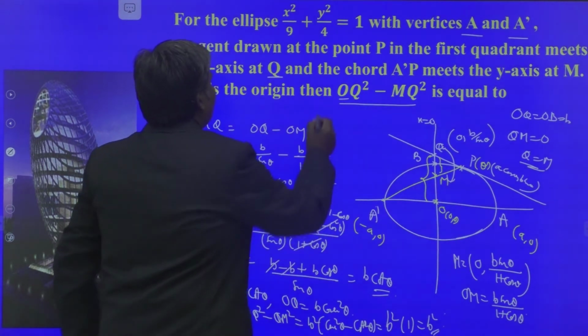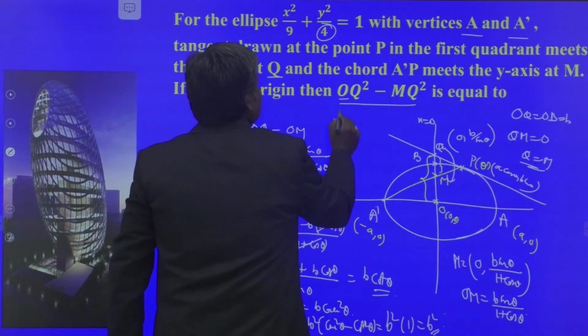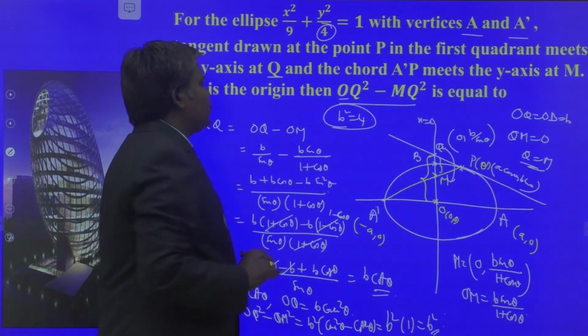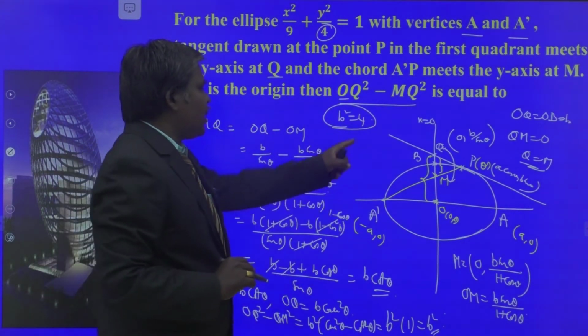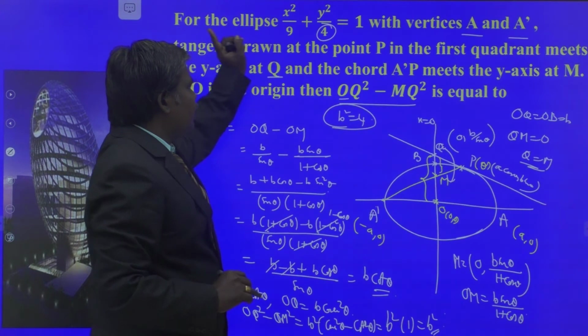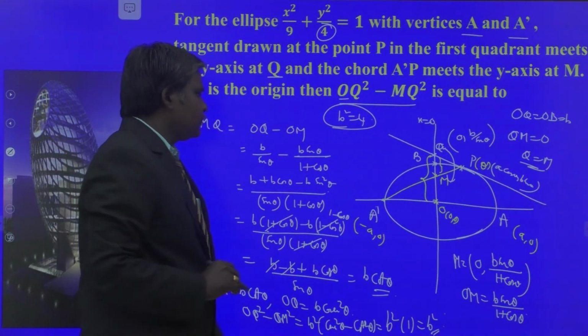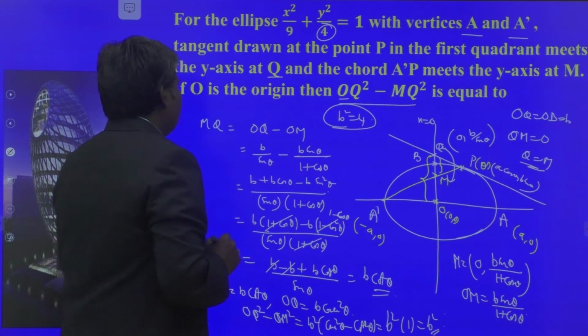So finally, what about our b square? b square is equal to 4 in our problem. For my problem, the b square value is 4. So once you have the result as b square, by looking at it, we can write the value as b square itself, 4. Understand? Next one.